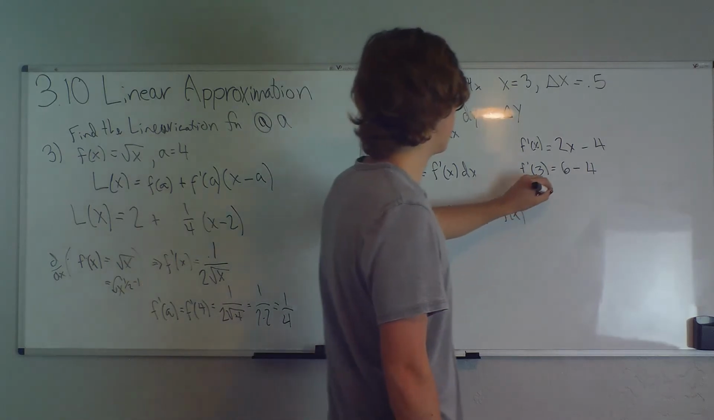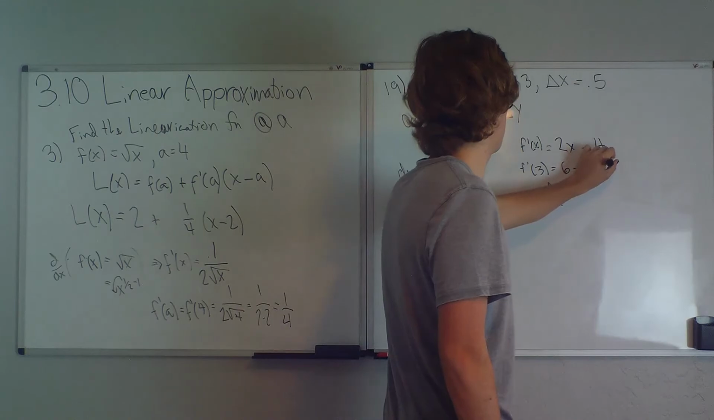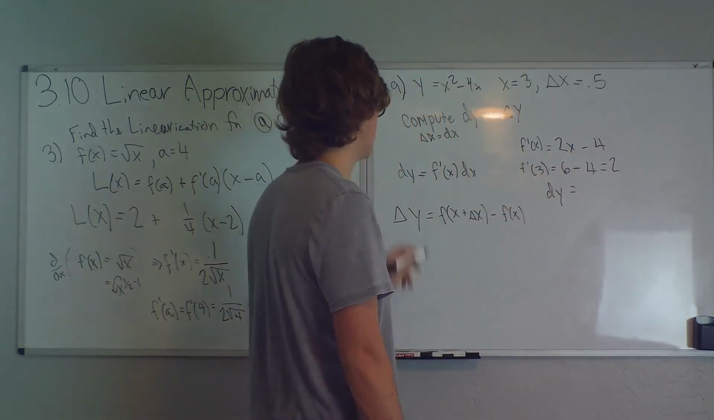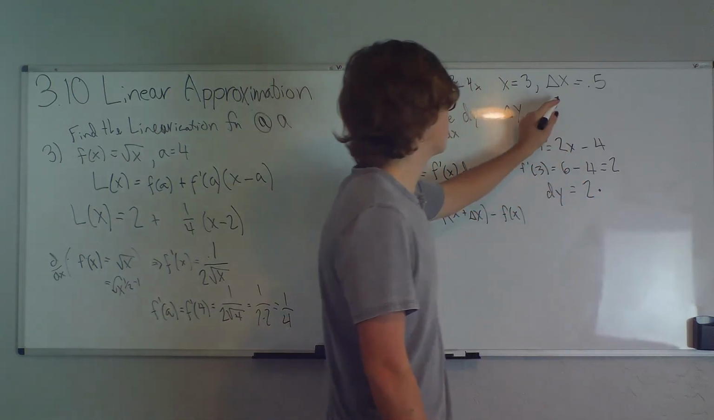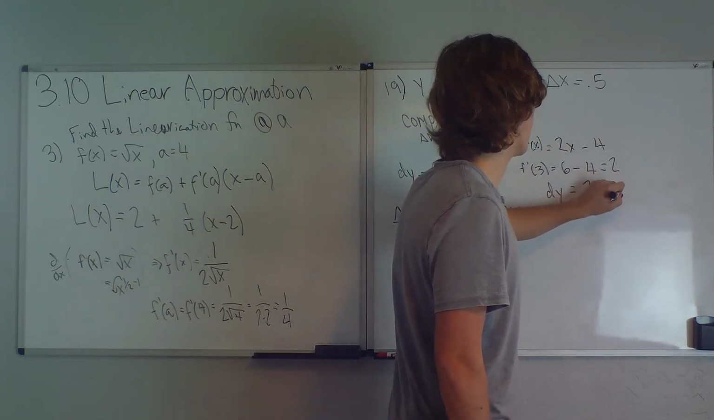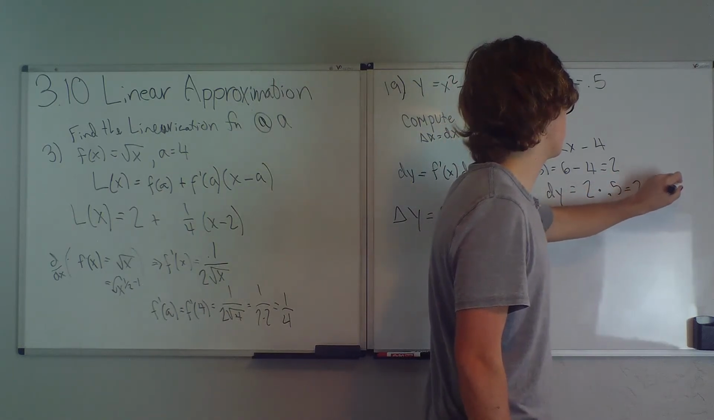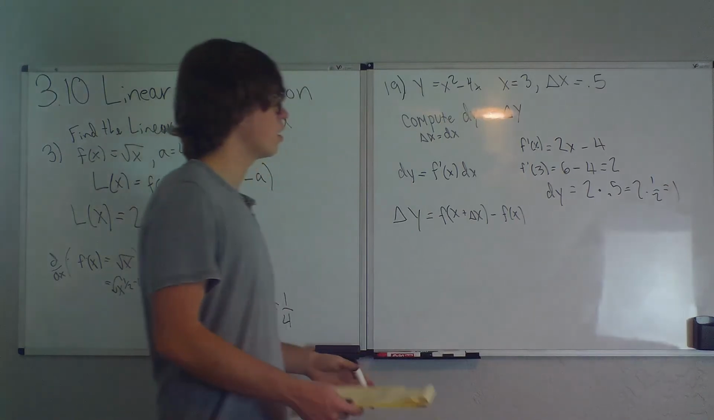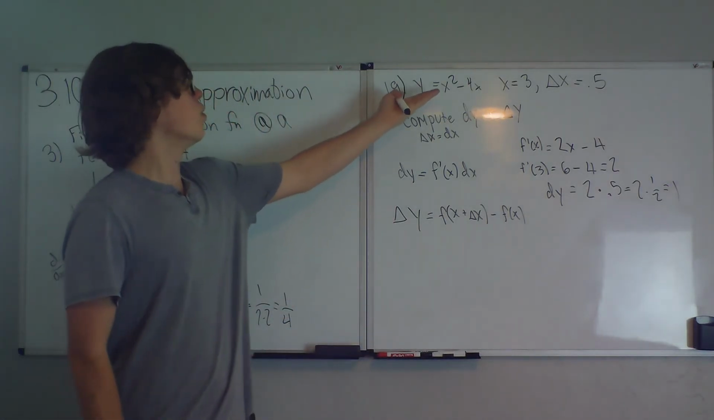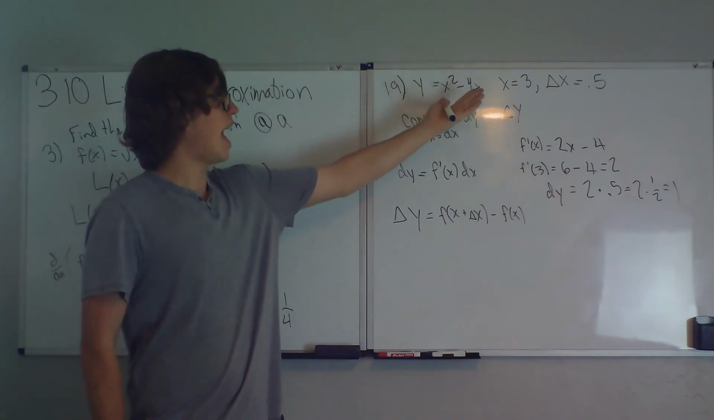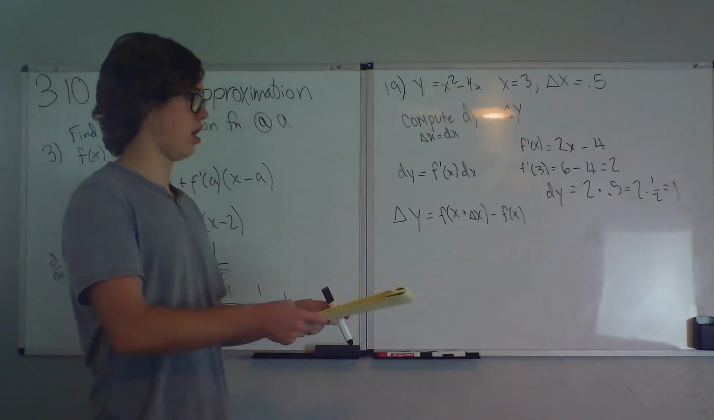Okay, so then our dy is equal to 6 minus 4, which is equal to 2. So it's equal to 2 times dx, which is equal to delta x, which is equal to 0.5, which is equal to 2 times 1/2, which is just 1. Okay, so that is our differential of y. y is equal to x squared minus 4x at x equals 3, with dx being equal to 0.5.